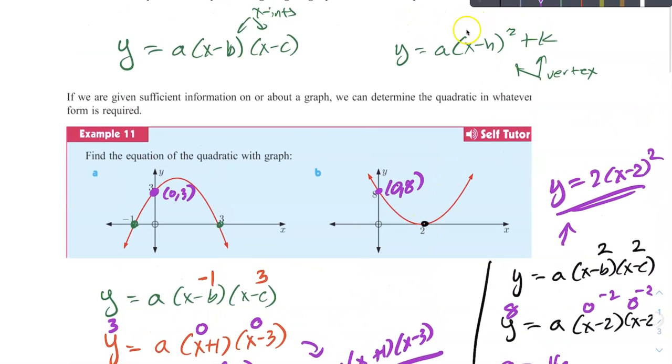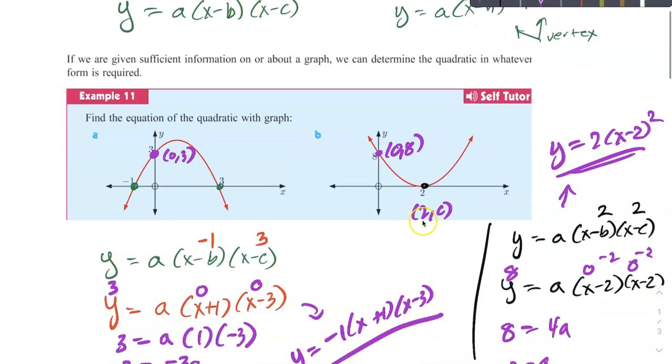Another way to do this one is that's actually the vertex. So if I wanted to, I could plug into the vertex formula, where my vertex is (2, 0). So 2 goes for h, 0 goes for k. And just like before, you plug in 0 and 8 for x and y and find out what a is. So there are two ways to do that one, because you actually have the vertex.